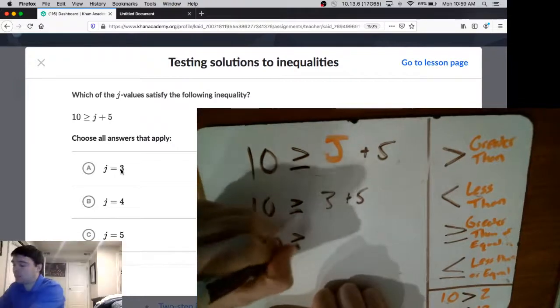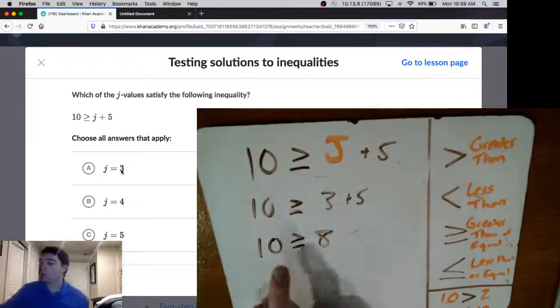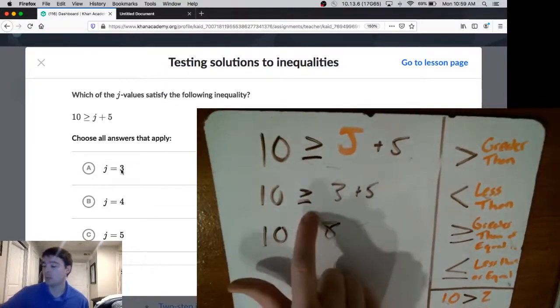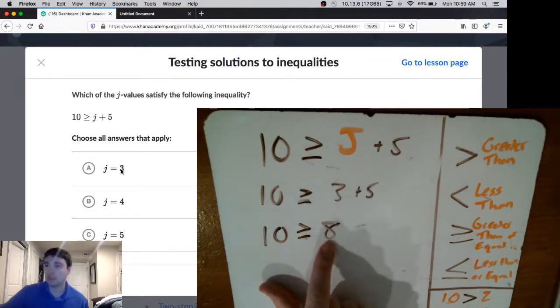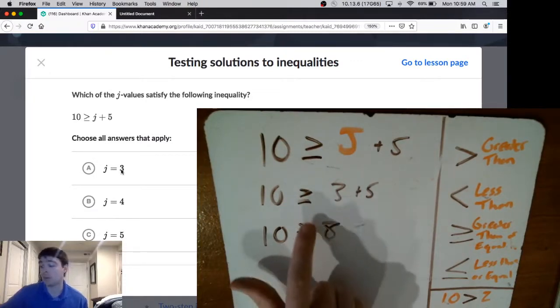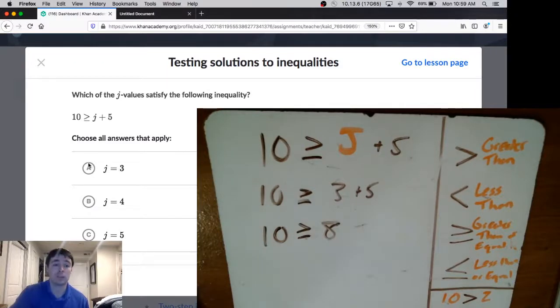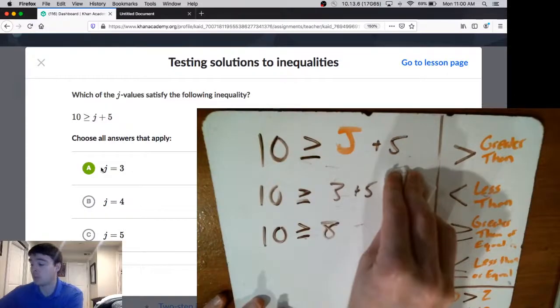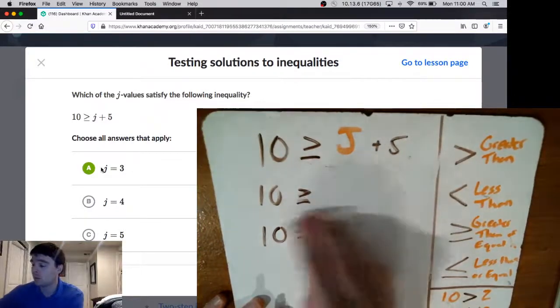When I do 3 plus 5, I get 8. So the inequality simplifies to say 10 is greater than or equal to 8. Is that a true statement? Is 10 greater than or equal to 8? Yes, that's a true statement. So for that reason, j equals 3 is one of the solutions that works in this inequality. But inequalities have lots of solutions. They want us to know, could j equal 4 or could j equal 5?